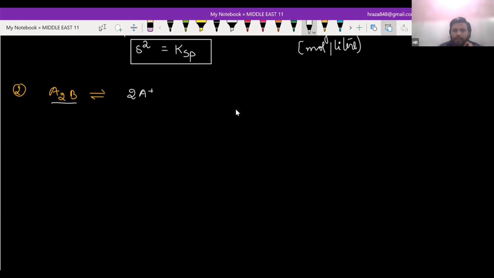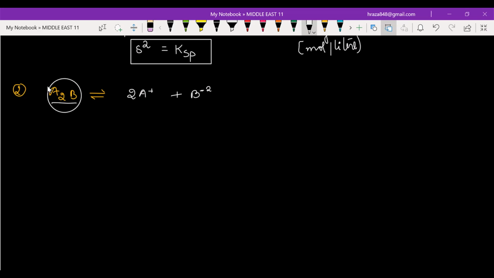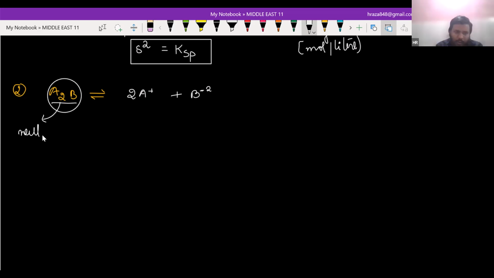Very good, Krishna. 2A positive plus B minus 2. Why does the minus 2 come? Basically, can you see any charge in A2B? No, sir. So basically, this is a neutral compound.